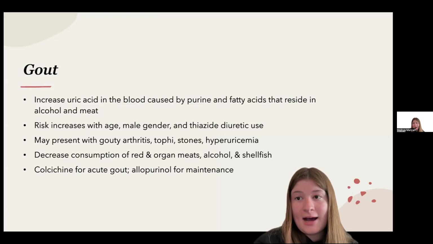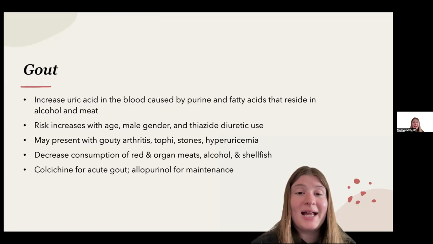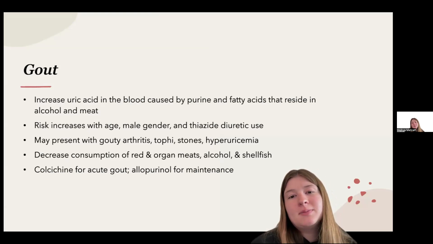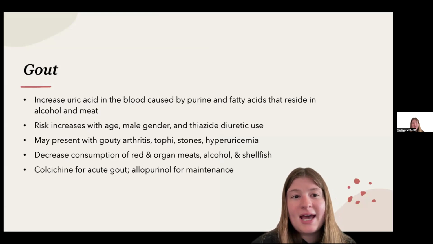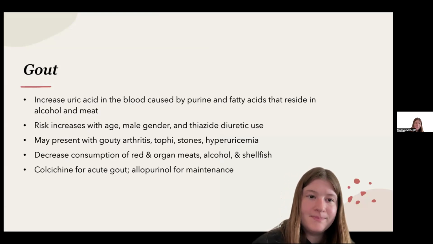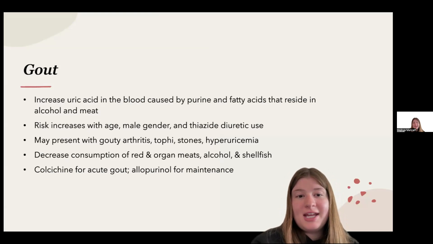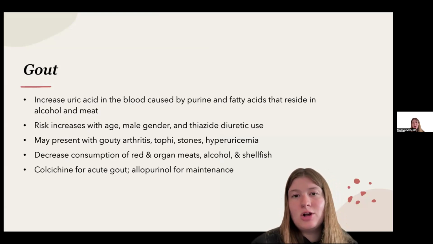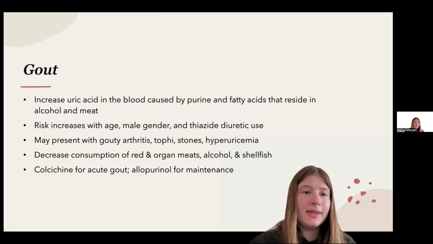Next up, we have gout. So in gout, a patient is going to have high levels of uric acid build up in their body. This is usually caused by purine and fatty acids, and this is going to reside in alcohols and meats. Risk for gout is going to increase with age. It's also more commonly seen in males, and patients who use thiazide diuretics, such as hydrochlorothiazide, are going to be at an increased risk for gout as well.